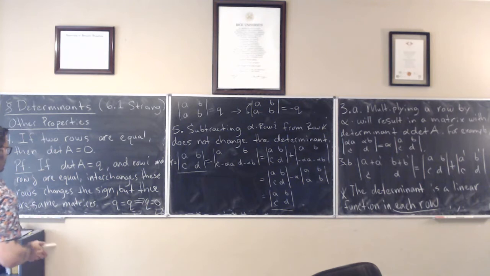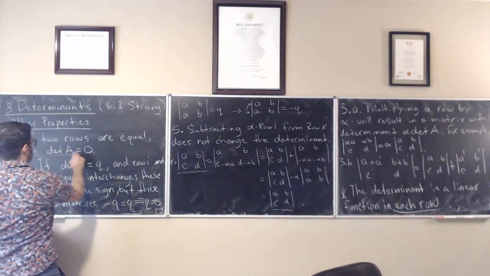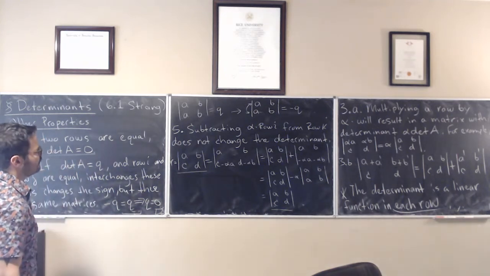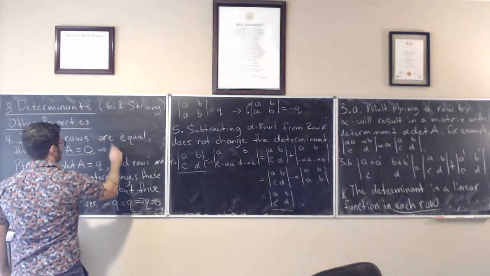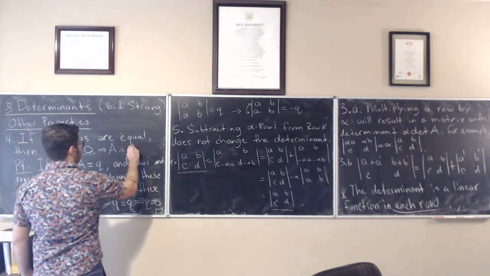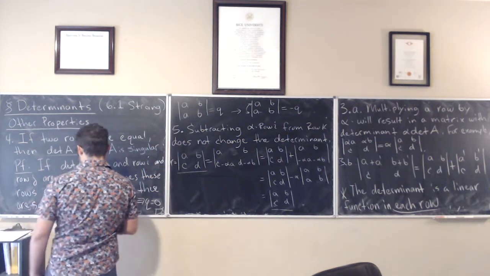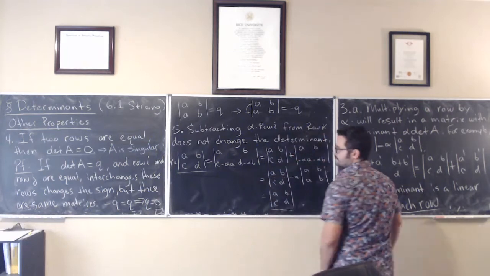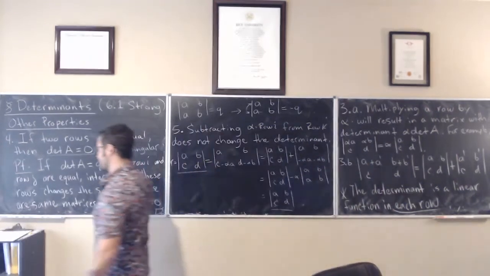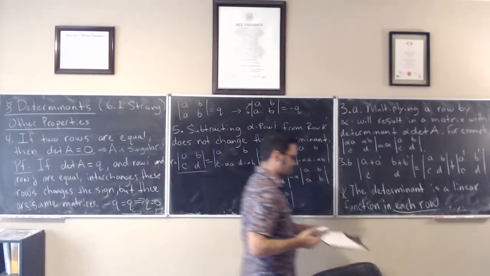Okay, now I should probably say something about the determinant of A being 0. The determinant of A is 0. We say that A is singular. Okay, A is singular when the determinant is 0. Okay, and then finally, well, not finally, we have two more.